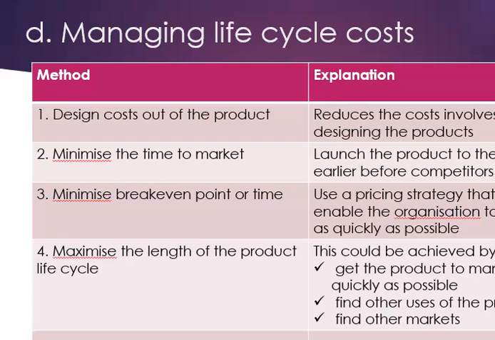And also you can maximize the length of the product life cycle. How can you maximize the length of the product cycle? One, you can get the product to the market as quickly as possible. Second, you can find other users of the product. An example would be motor vehicle tires. If you are manufacturing motor vehicle tires, if they are worn out, you can use them for other purposes. You can use the tires to make chairs. Then you can find other markets. Alright, so these are some of the methods used to manage life cycle.